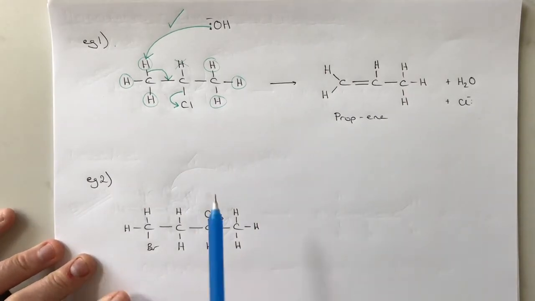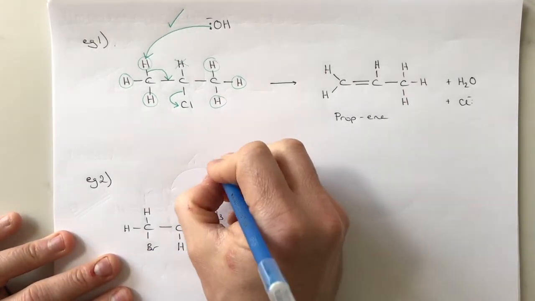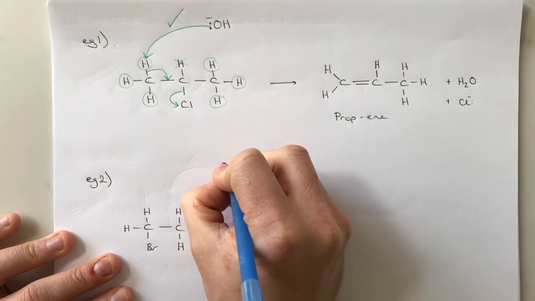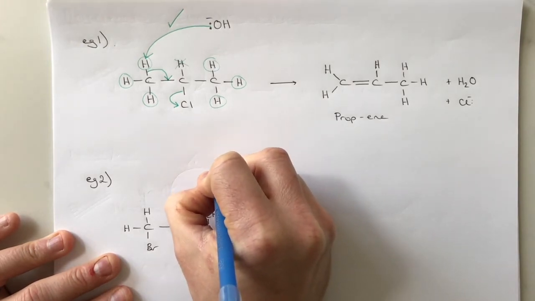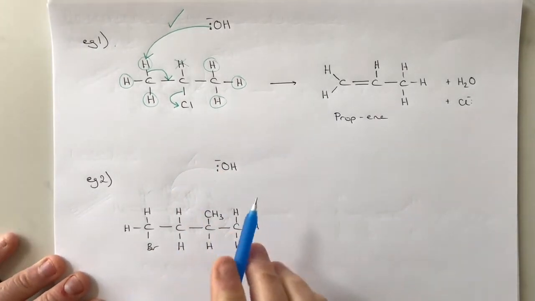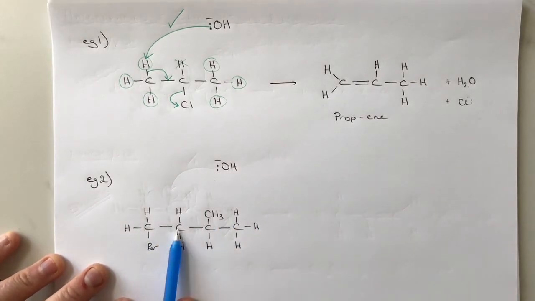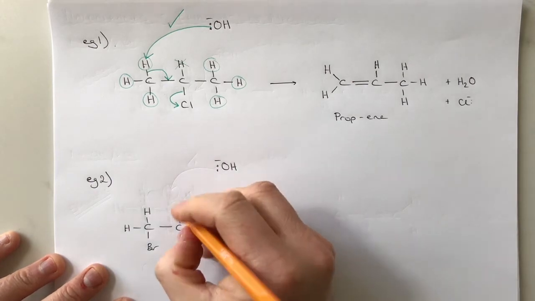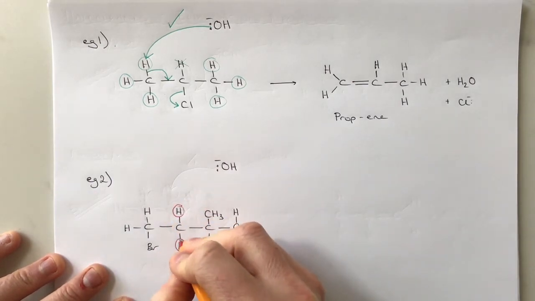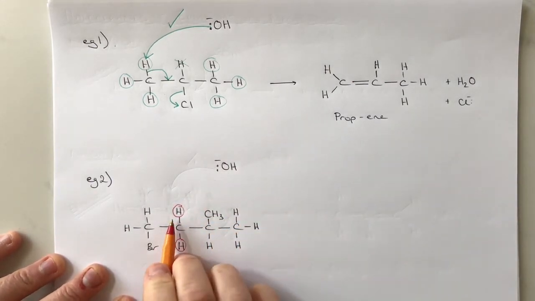Okay, right, second example down here then, same idea. I need sodium hydroxide or potassium hydroxide to act as my source of hydroxide ions. I need to find the carbon where the halogen is attached. I need to find the next door carbon, so this time one of these 2 hydrogens can be attacked. Again, it doesn't matter which one.